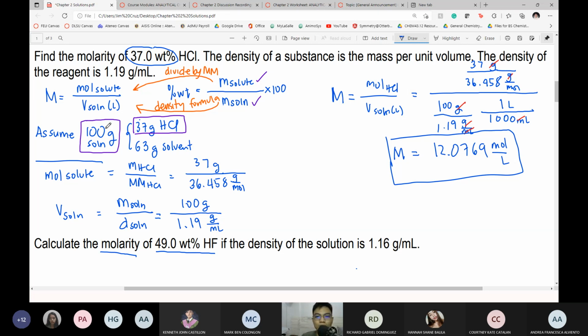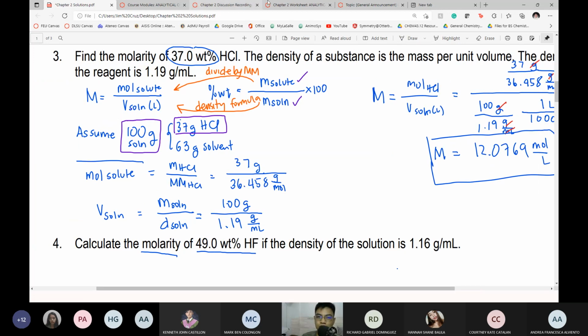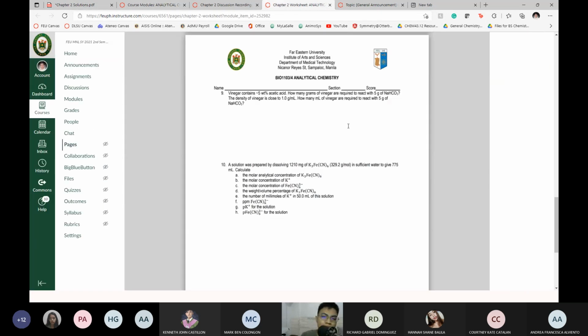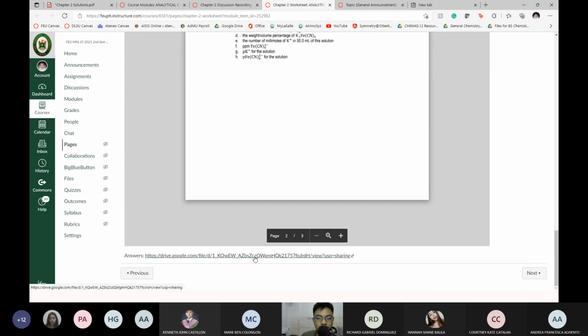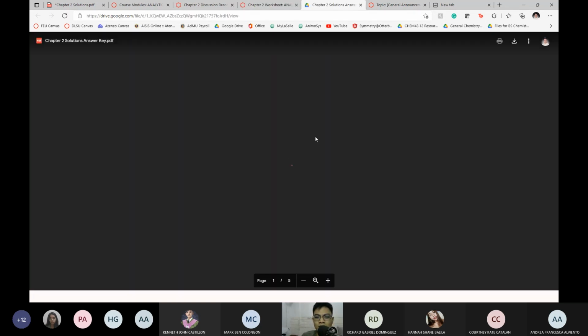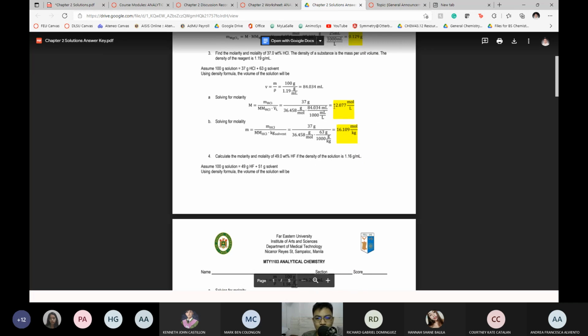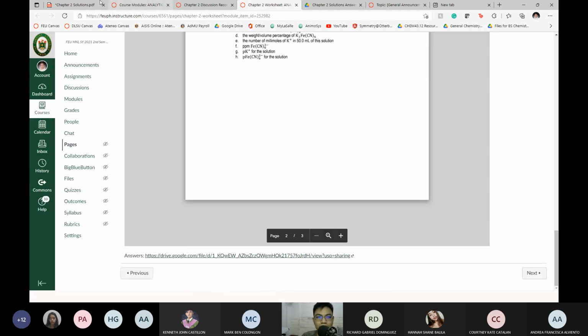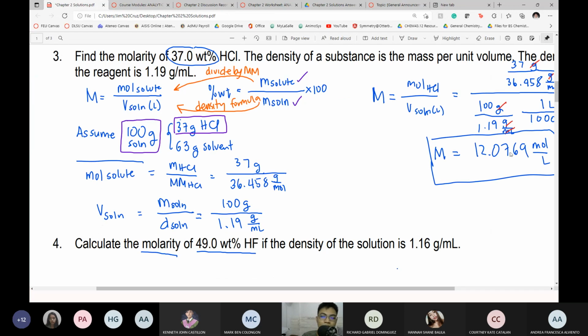So I already gave you the process, meaning you can answer number 4 in the worksheet. No? So again, if you wish to look for the answers, just click the last part of the page. You will be redirected to my Google Drive and andito yung sagot. Okay? And 12.077. Okay? And 12.0769.